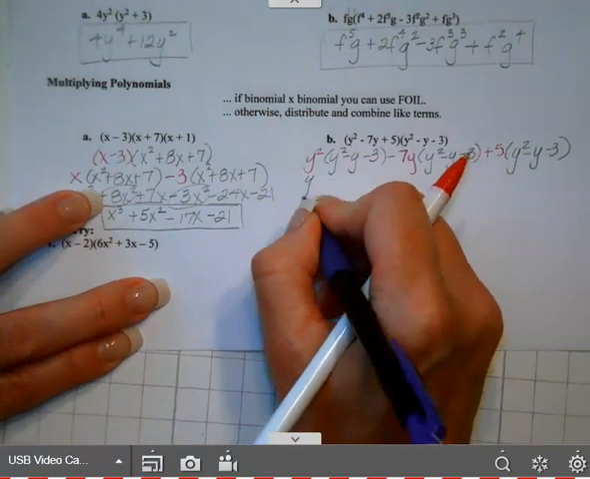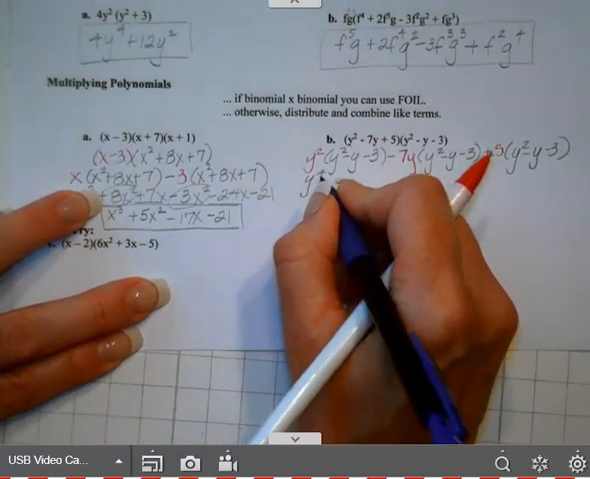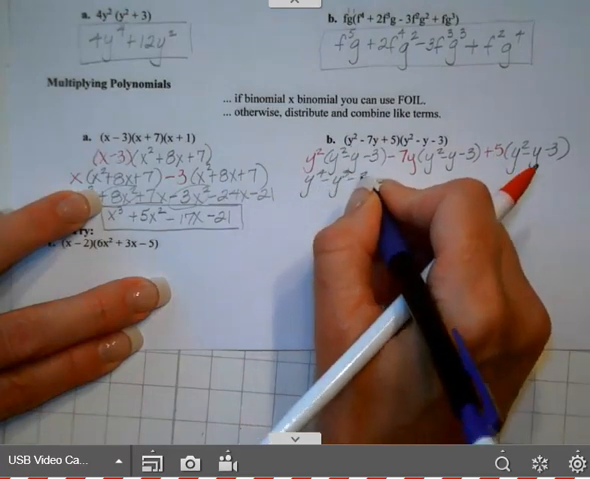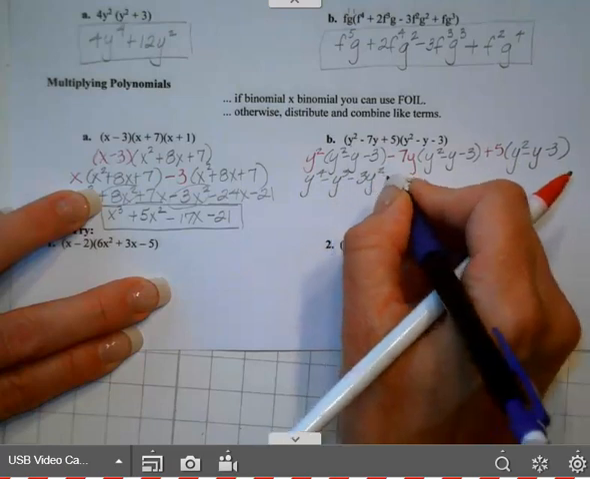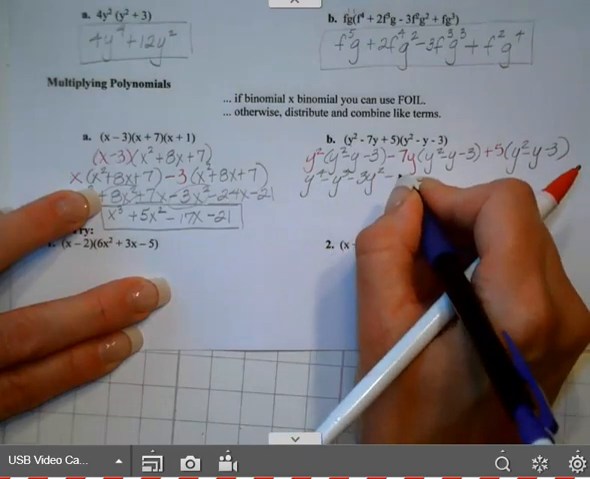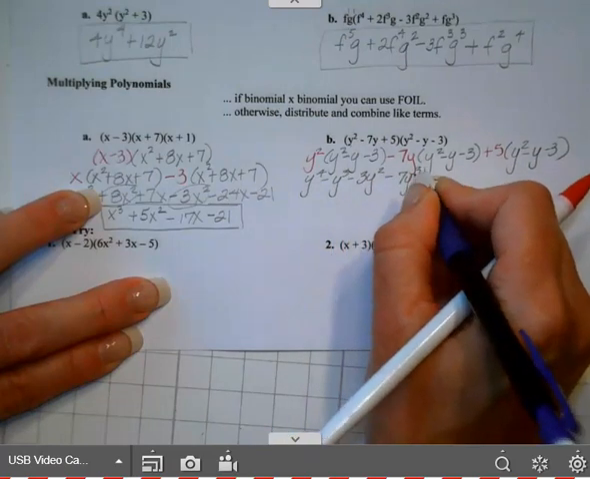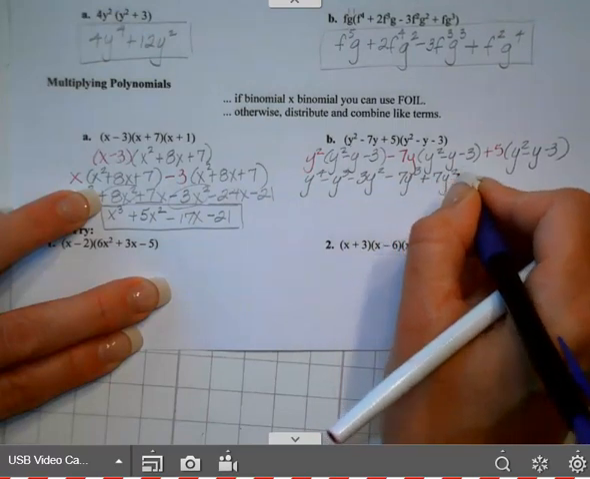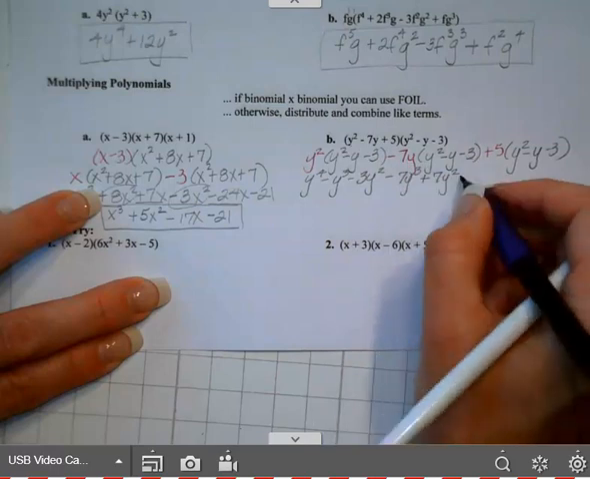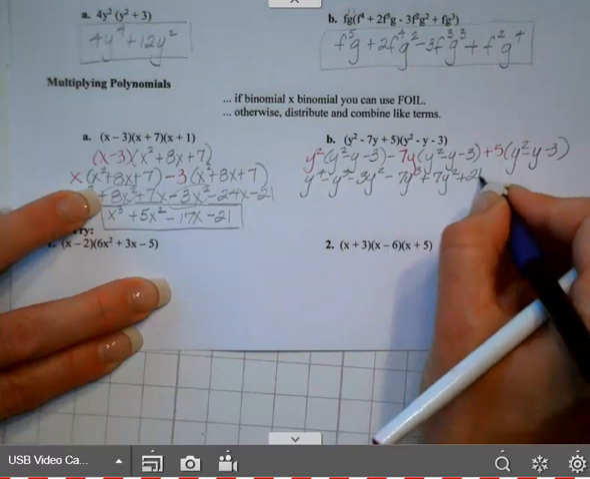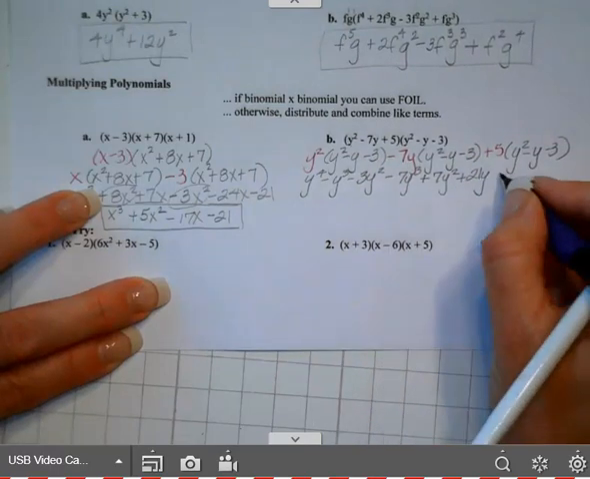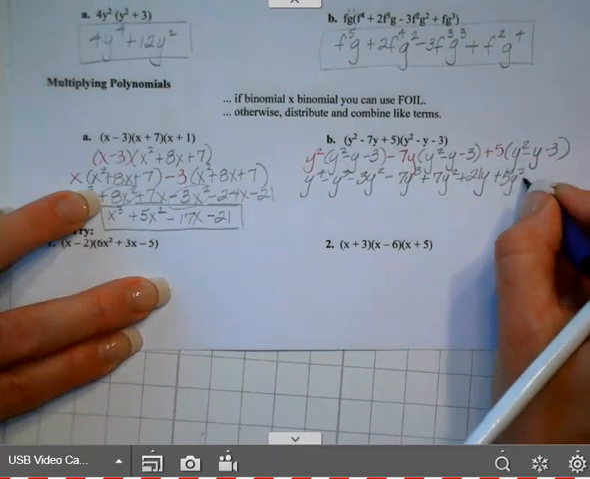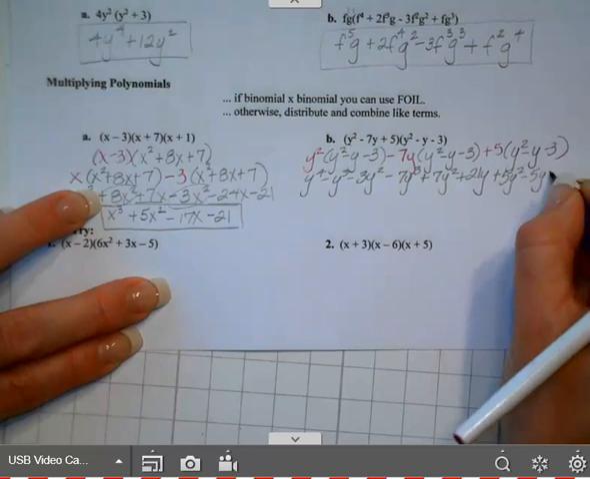So this is y to the 4th minus y to the 3rd minus 3y squared. Then I have minus 7y cubed plus 7y squared. And then minus minus is plus 21y. And then the 5 with everything is 5y squared minus 5y minus 15.